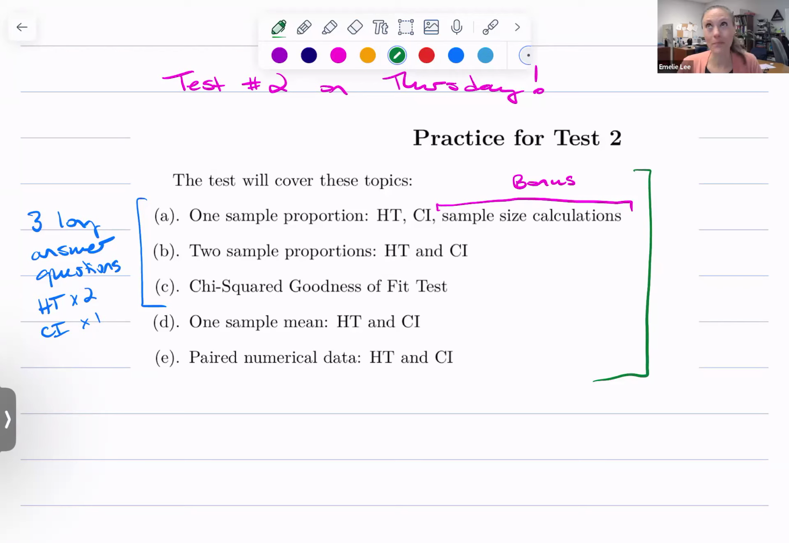And maybe depending on how I'm feeling, maybe I'll get you to pick the right hypotheses. But that's going to stem from the type of question that you have anyways. And so for these, tell me the question type and I'll run through it.